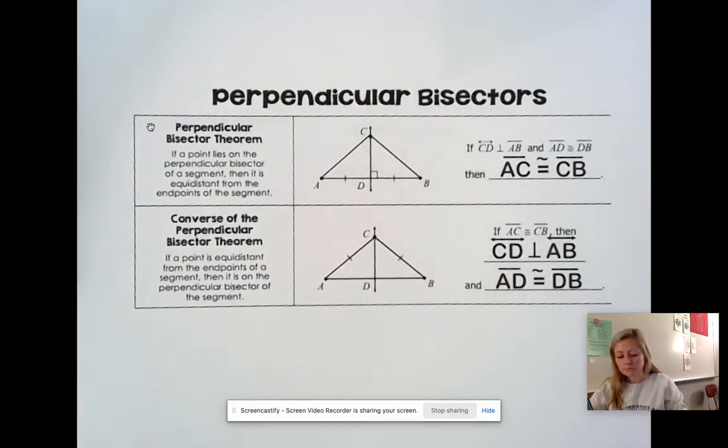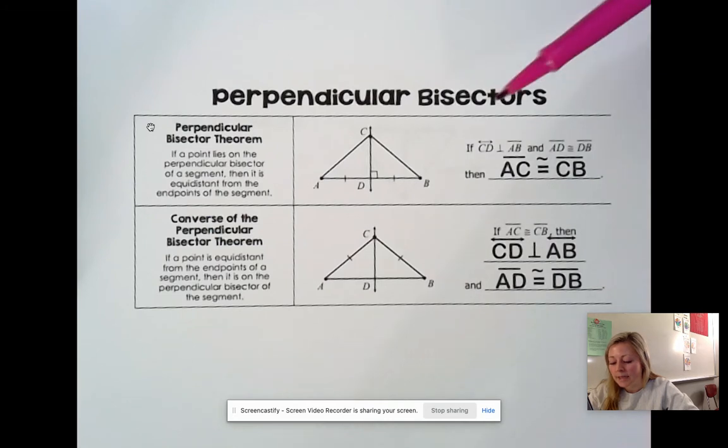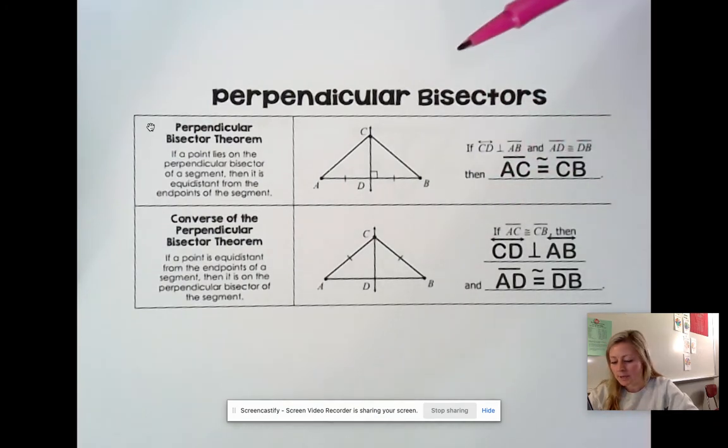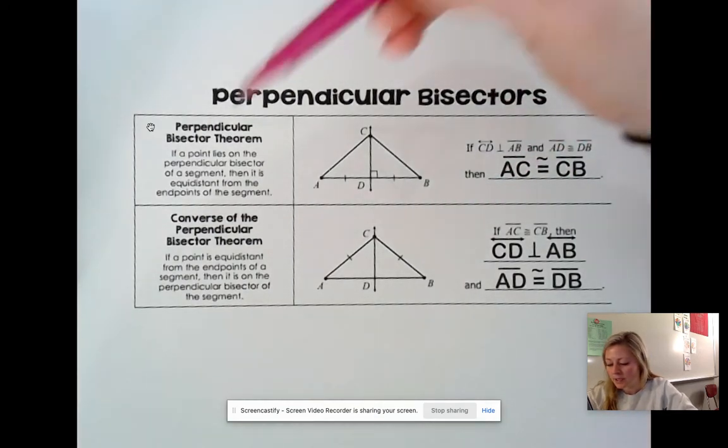Okay, so here we go. We're going to read this little paragraph over here together. So a perpendicular bisector: if a point lies on the perpendicular bisector of a segment, then it is equidistant from the endpoints of the segment. So there are kind of a few things happening here. So let's break this apart together.